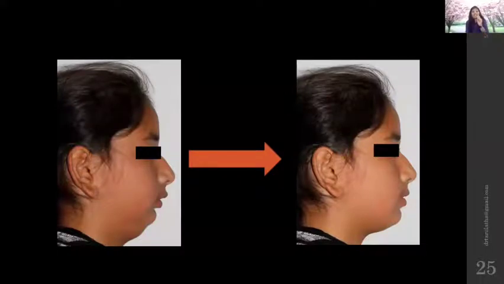So where do we expect positive VTO? We expect positive VTO to be present in average growing or else horizontal growing patients. The mandible is growing horizontally and it is retruded. In such cases, you always tend to get positive VTO.